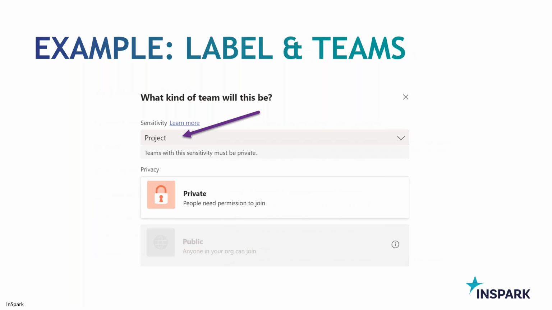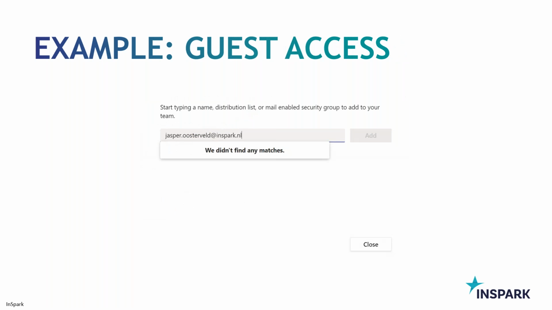So what does this look like? Let's say I use this label project. You can see in the screenshot, I can only select the privacy option private. The other one is just not available. When I want to add an external user, you will just get this message. This is not my favorite error message because it's kind of unclear. Ideally, you want the message to say, because of internal policies, you cannot add guests. But again, it works. It blocks it, but the error message could be a bit better.